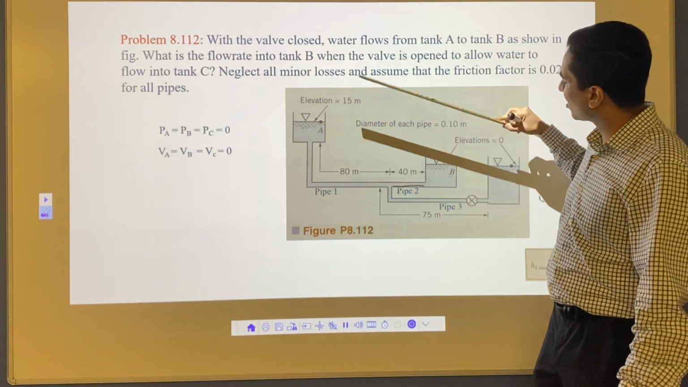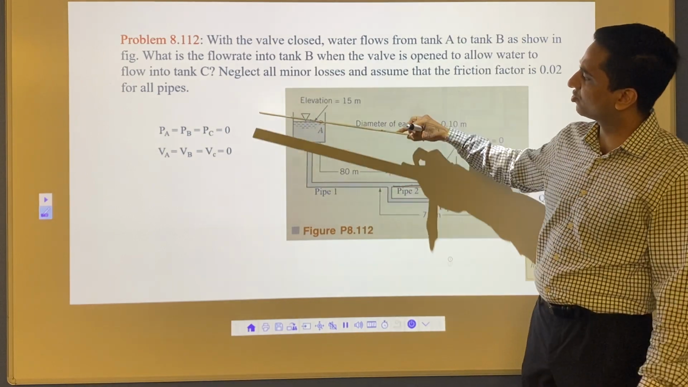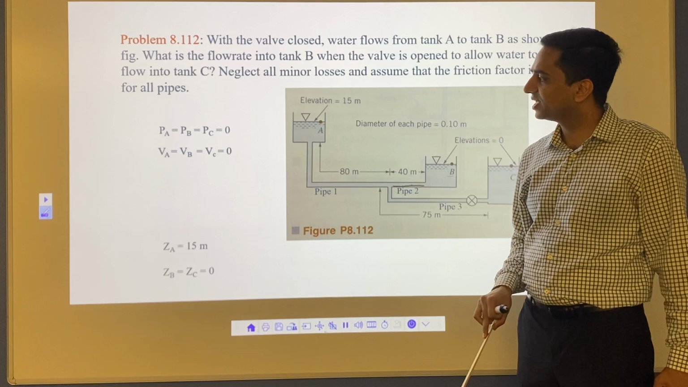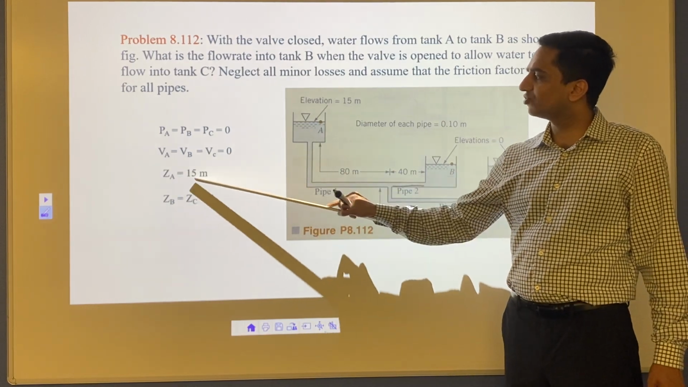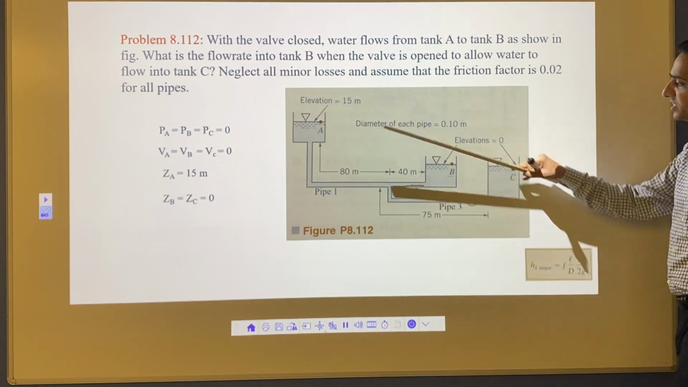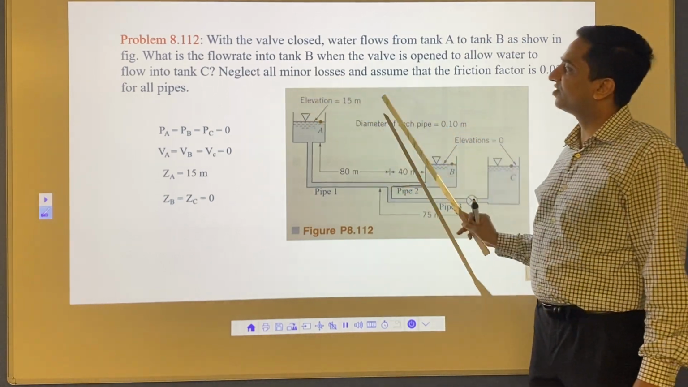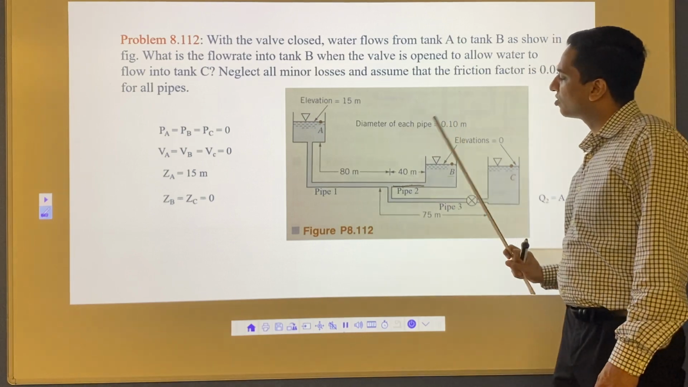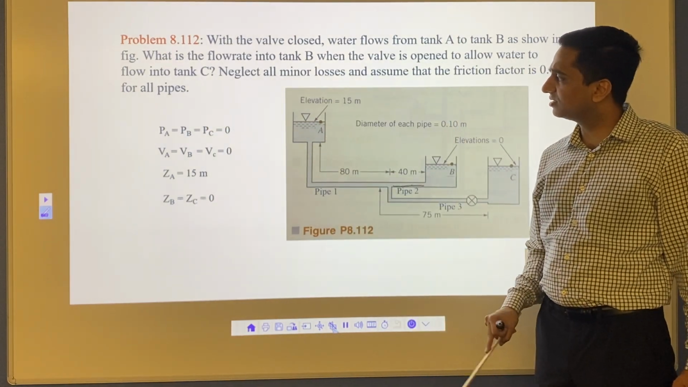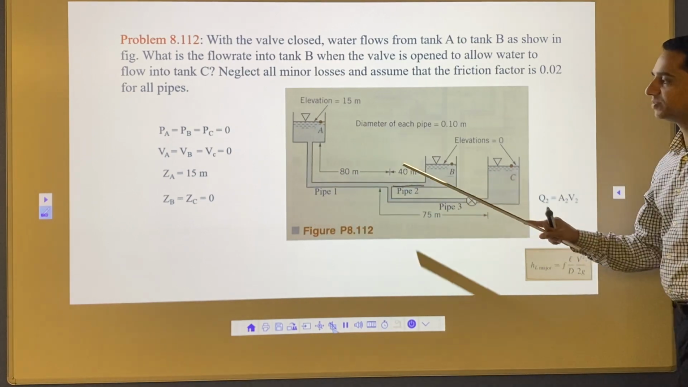Then velocities: these tanks are very big, so the water level goes up and down at a very slow rate. I'm going to take it as 0. So VA, VB, VC are 0. And then ZA is equal to 15 meters, ZB and ZC are 0 elevation. So elevation here is base height 0, and 15 meters is given. The diameter we already have. So I'm going to make these assumptions here.